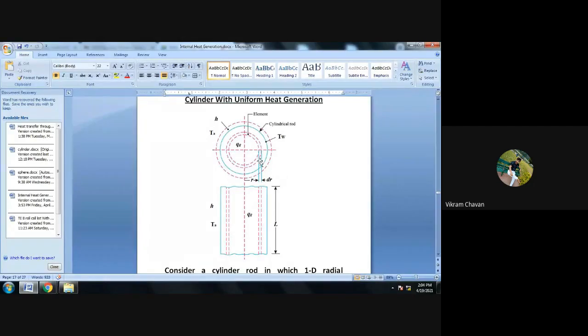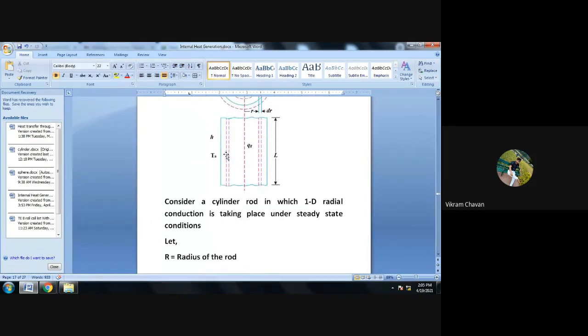Now here the heat is transferring radially. Radially means from the center of that particular rod towards its surface, heat is transferring. In that case, we can say that it is a radial heat transfer. Getting everyone? So we are going to consider a cylinder rod in which one-dimensional radial conduction is taking place under steady state conduction. Steady state means there is no change in temperature with respect to time. That is nothing but steady state.